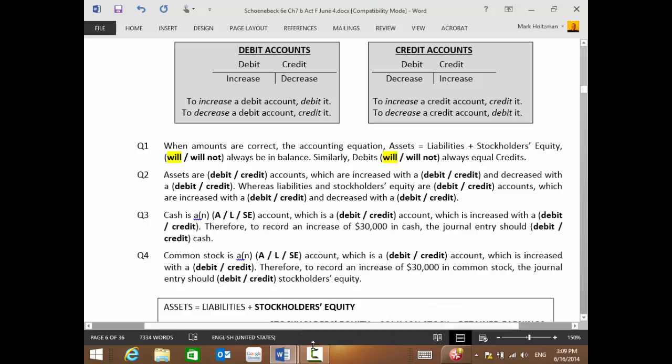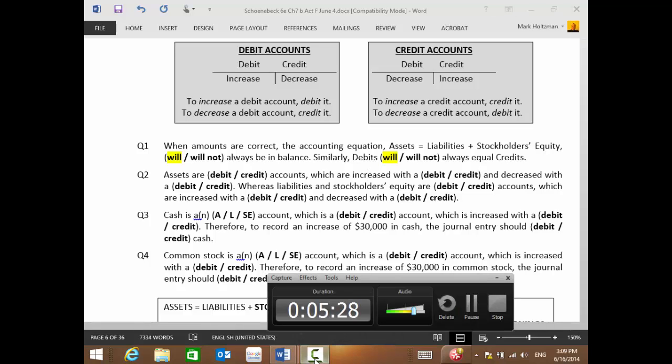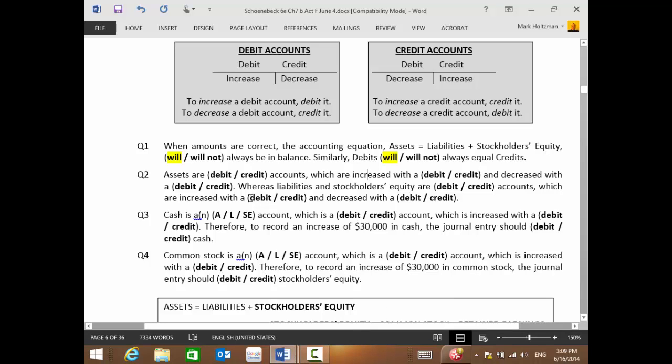Assets, then, are what? You just say the answer. Assets are debit accounts which increase with a debit and decrease with a credit, whereas liabilities and stockholders' equity are credit accounts which are increased with a credit and decreased with a debit. Critical fact, and you want to really know this.